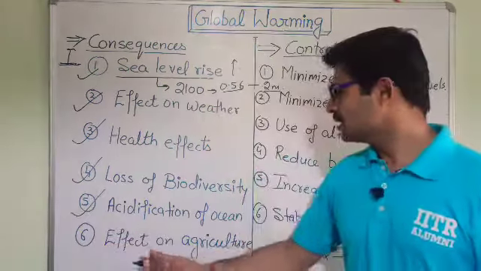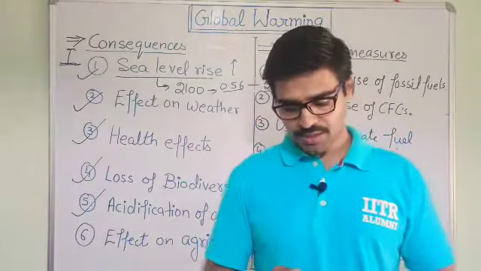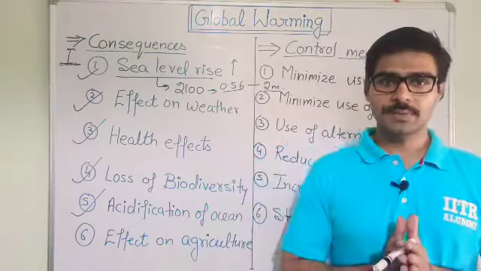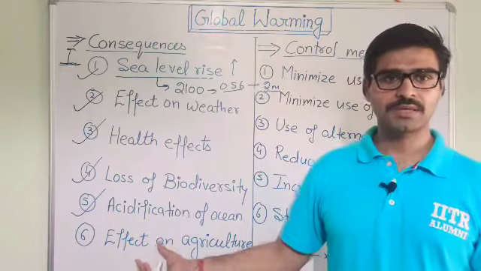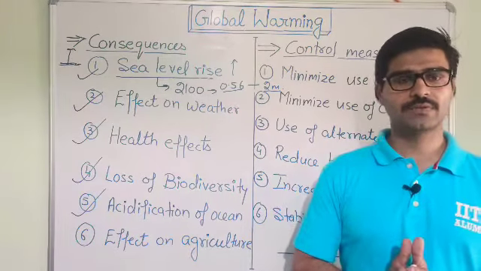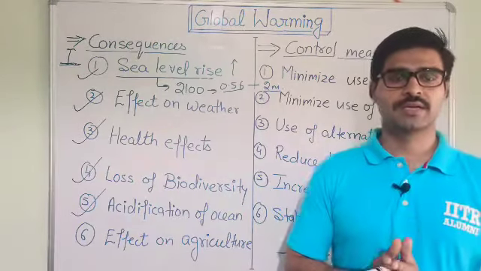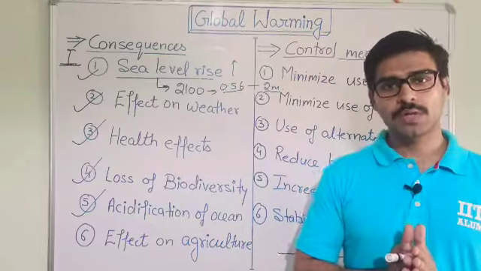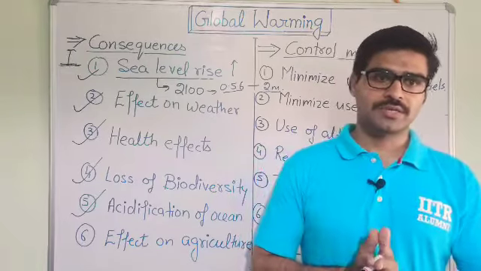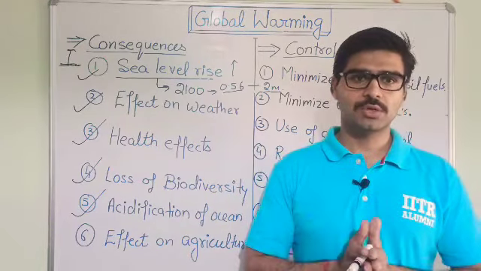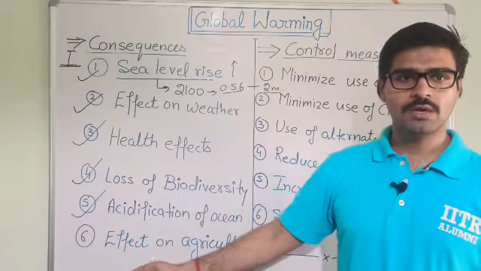Next consequence is the effect on agriculture. On agriculture, the effect may be positive or negative. In tropical and subtropical regions, the effect on agriculture would be negative, because in tropical regions temperature is already very high. But in colder regions or colder parts of the world, agricultural productivity would definitely increase due to the increase in the average global temperature. So this is all about the consequences of global warming.